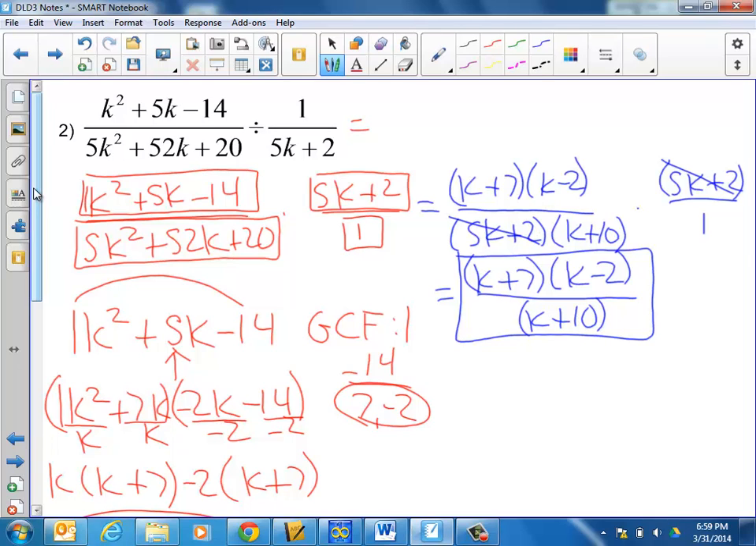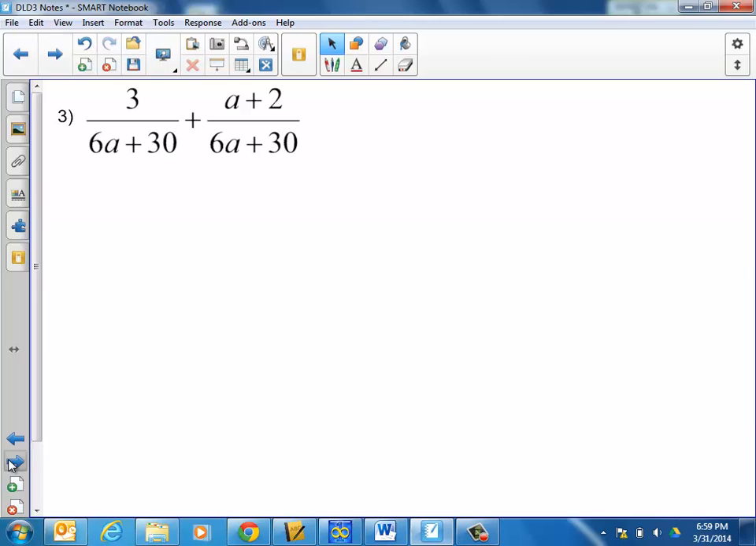All right, so we've tackled 2. Third one here is pretty quick. We've got a 3 over 6a plus 30. Adding to that, we're adding two rational expressions, a plus 2 over 6a plus 30. All right, we are going to first notice that we've got common denominators here.